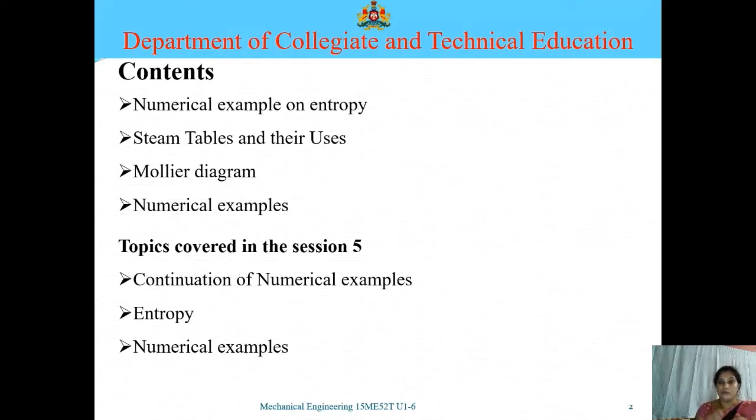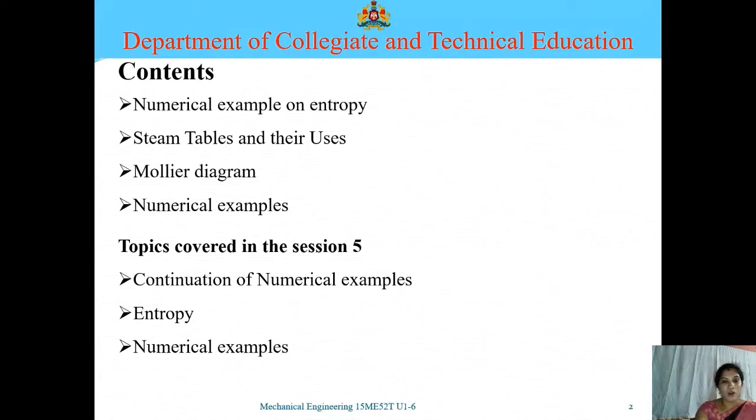Then we studied various mathematical formulas for the entropy. That is entropy for the wet steam, entropy for the dry steam, and what is the formula for entropy of water and for the superheated steam. And at last, we were able to solve a very simple problem on entropy, that is without using a steam table, how we can solve the problem on entropy. That is what we learned in session 5.